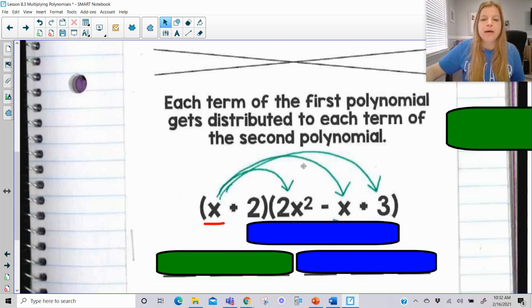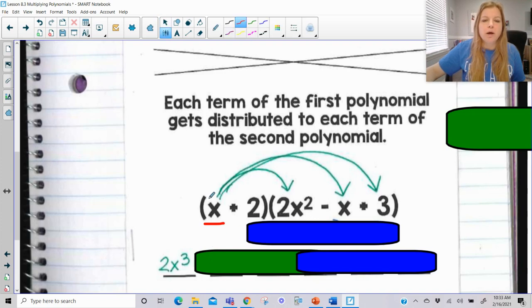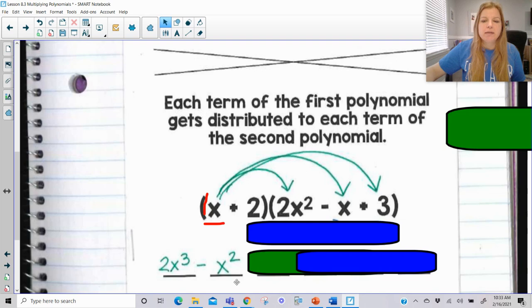And so when I go to do that, x times 2x squared would be 2x to the third. Remember, you have a coefficient of 1 in front of this x, right? So 1 times 2 is 2. x times x squared is x cubed. Then x times negative x would be negative x squared. And then x times 3 is 3x.